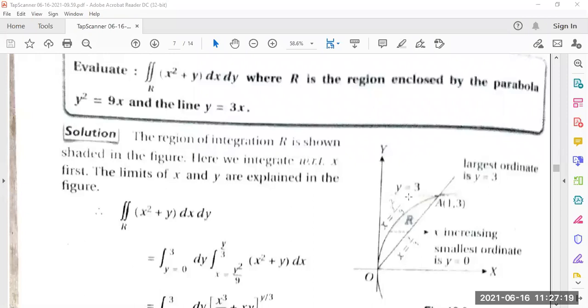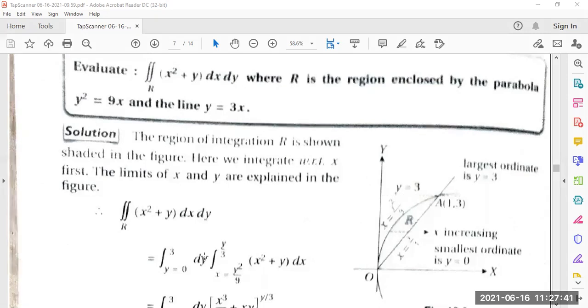So we have to make this. Here y equal to 3 is the line. So y goes from 0 to 3. Look here, y is 0 here and 3 here. So the value of y is 0 to 3, and the value of x goes from y by 3. From here we can find the value of x equal to y by 3.